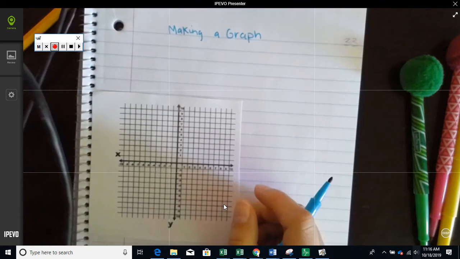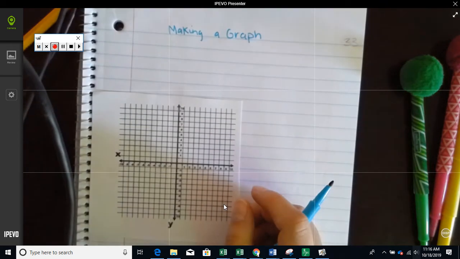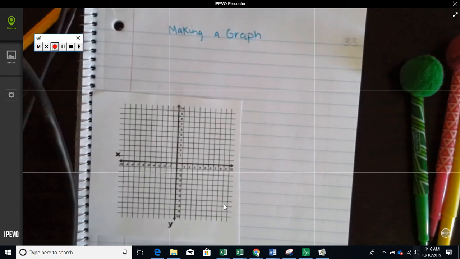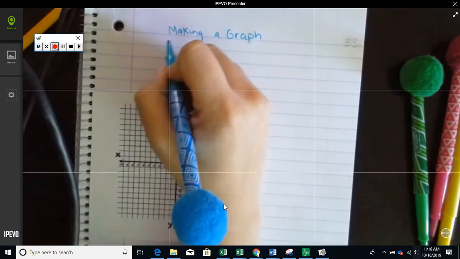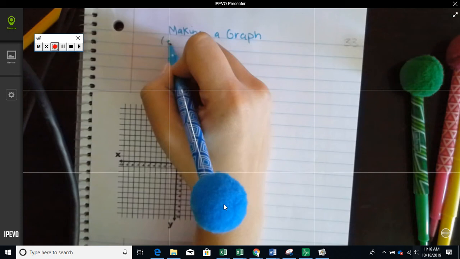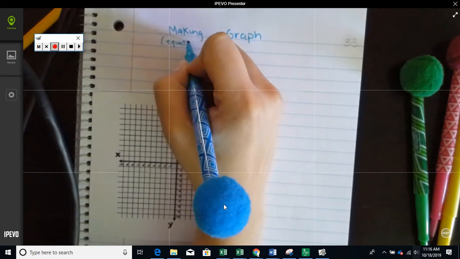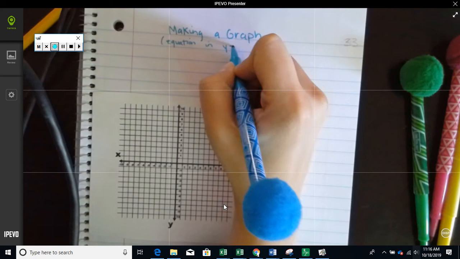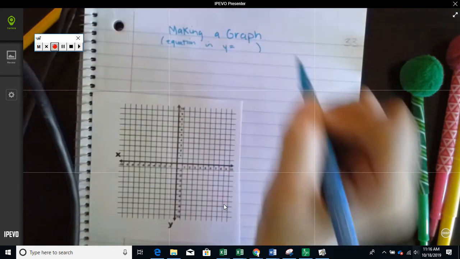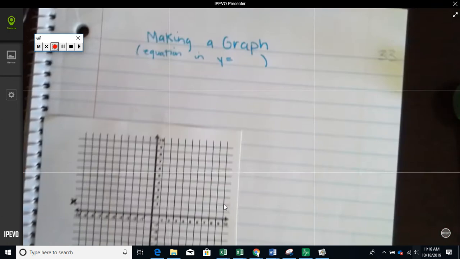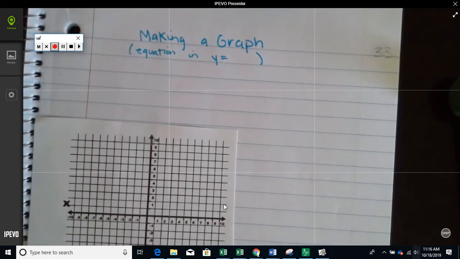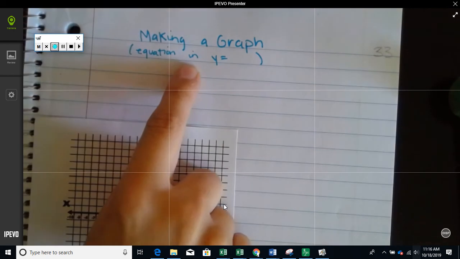Now, little asterisk mark for this one. We're only doing graphs today where the equation is in y equals. Okay? We will get to a point where it's not in y equals. It's in y equals for today. So not too much fun. Sorry, guys. It'll get really fun later when it's not in y equals.